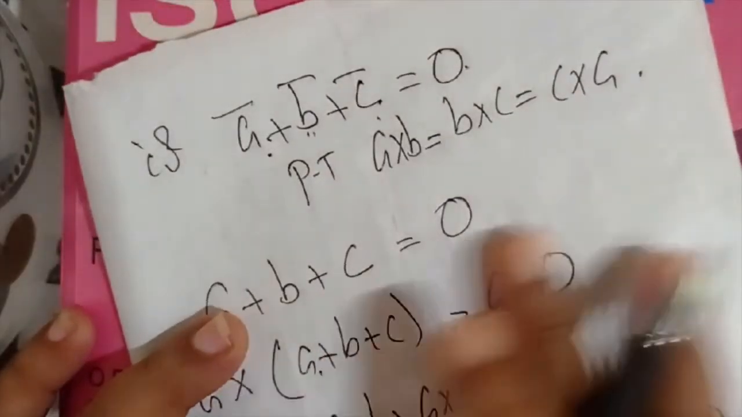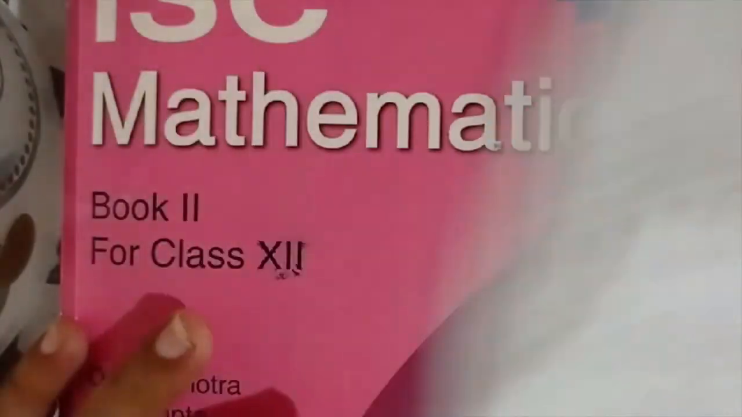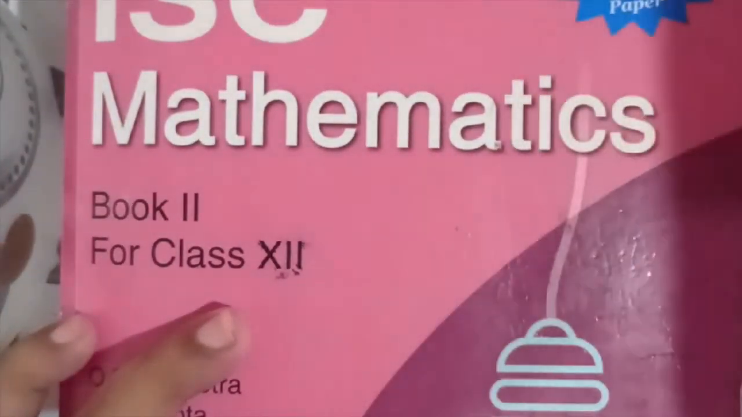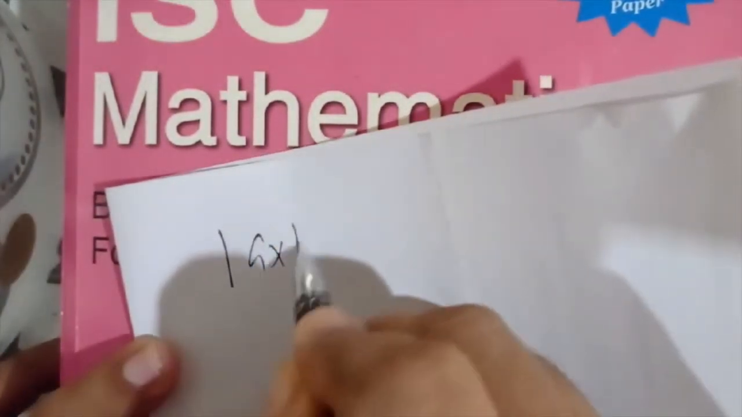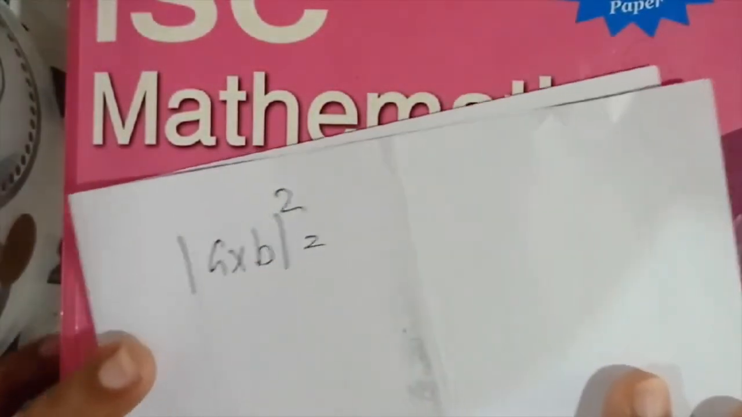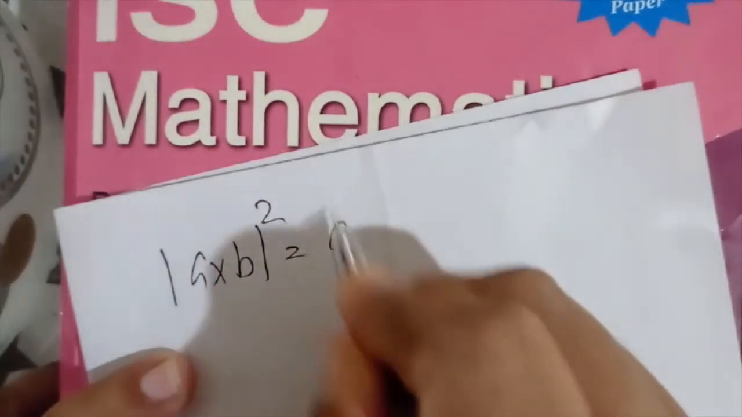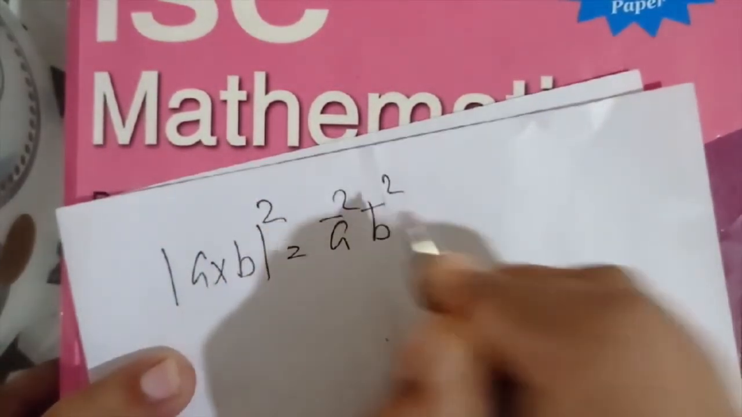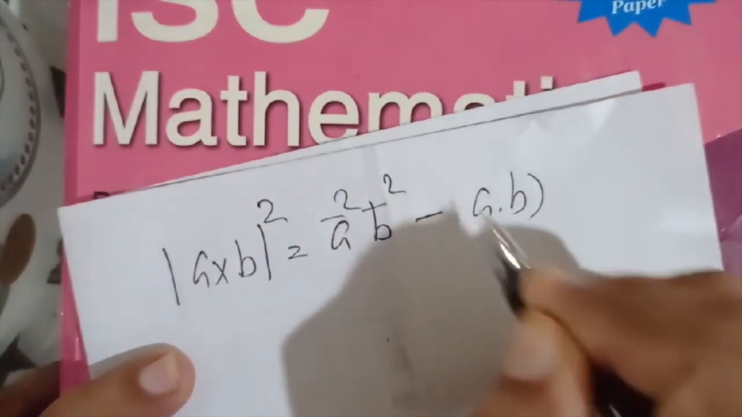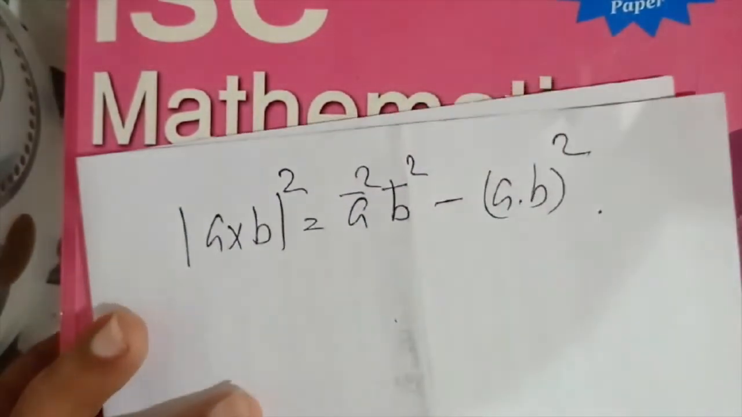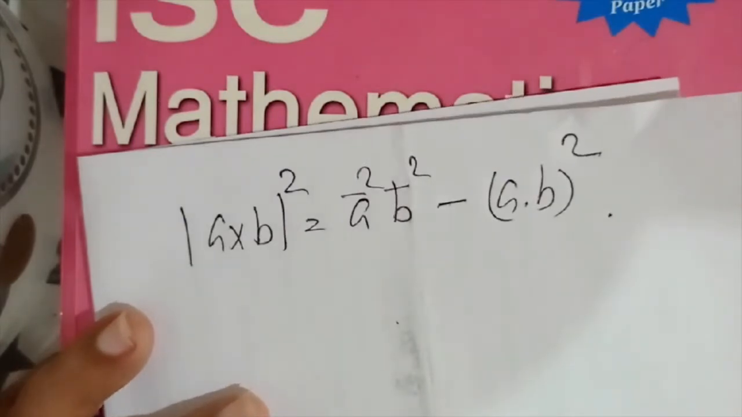Then next one, write one result. For two vectors A and B, prove that mod A cross B the whole square is equal to A square B square minus A dot B the whole square. Always write vectors.